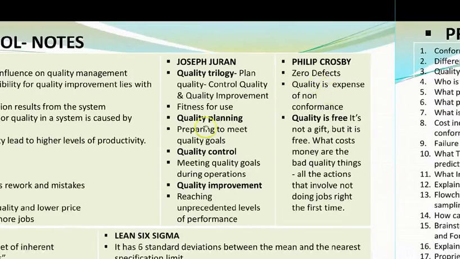We have Joseph Juran. Again, he's credited with the quality trilogy, where you plan quality, control quality, and do quality improvement.